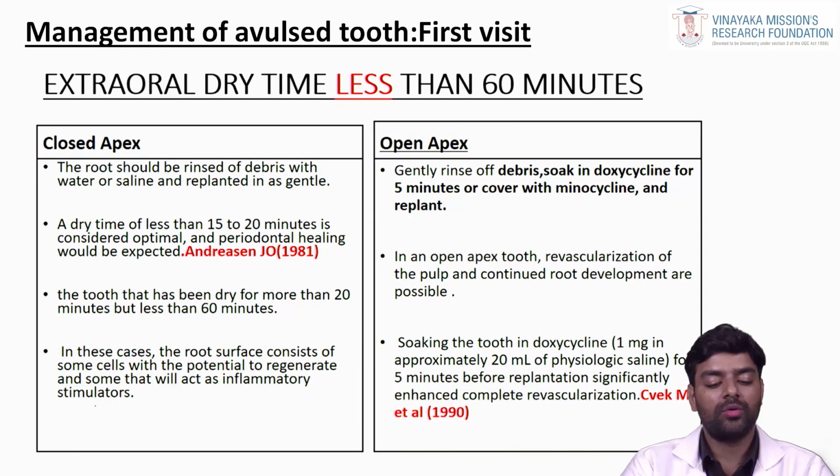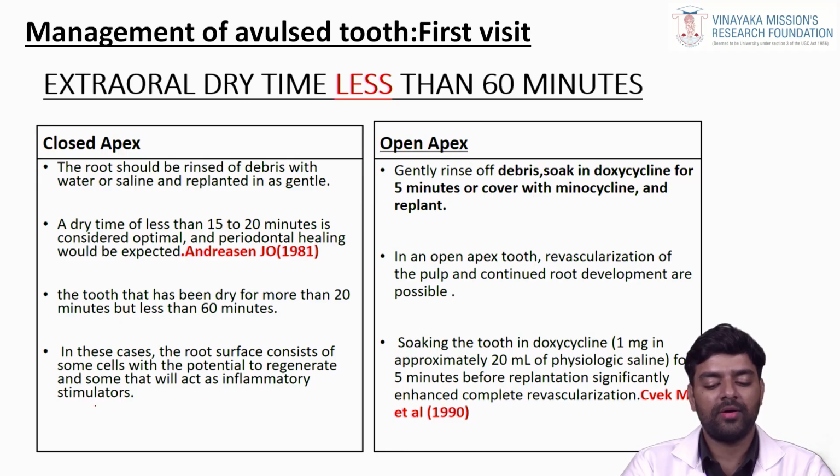In these cases, the root surface consists of some cells with the potential to regenerate and some that will act as inflammatory stimulators. In case of open apex, gently rinse off debris, soak in doxycycline for 5 minutes or cover with minocycline, and then replant the tooth. In an open apex tooth, revascularization of the pulp and continued root development are possible.